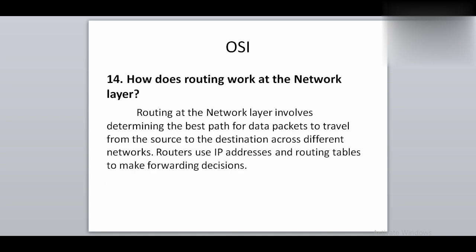Question 14. How does routing work at the network layer? Routing at the network layer involves determining the best path for data packets to travel from the source to the destination across different networks. Routers use IP addresses and routing tables to make forwarding decisions.